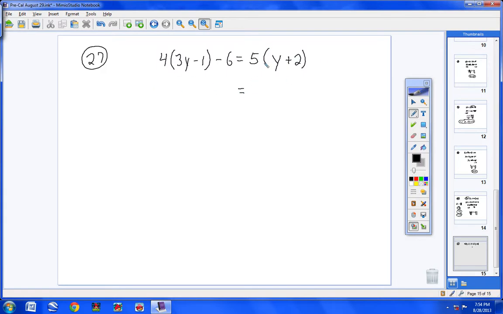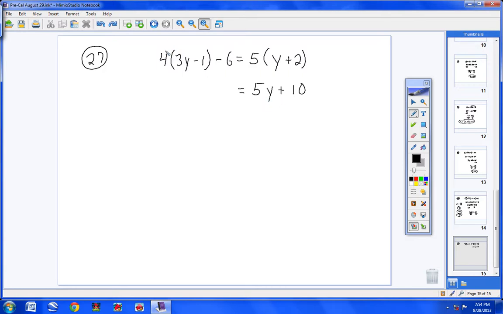Take the 5 and multiply it through. We're going to simplify this right side. 5 times y is 5y, and 5 times 2 is 10. Now, can we simplify this side anymore, or do we have unlike terms? Well, we have unlike terms. We cannot simplify this side anymore.